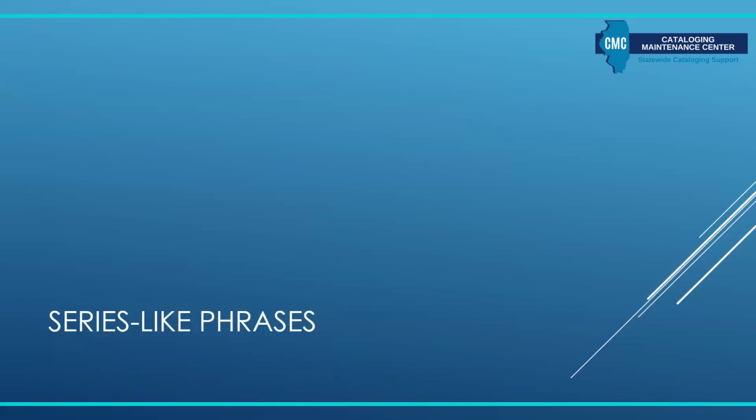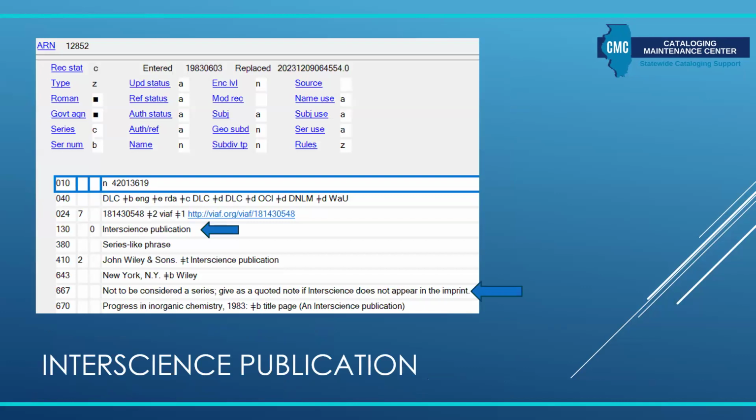Okay, so we're going to look at some series-like phrase examples, which will not have series statements, but will have a MARC field 500 general note. So if the phrase is essentially an unnumbered statement of the commercial publisher or includes a sub-imprint name or name of a subsidiary, a division, etc. of a publishing firm, reject it as a series title, give the phrase as a quoted note if the name is not recorded in the publication statement. PCC, Program for Cooperative Cataloging.